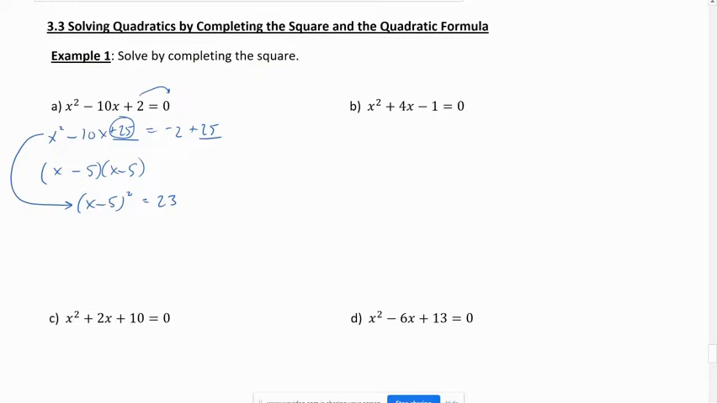And now to get x by itself, we're going to take the square root of both sides. And as we learned in section 3.1, when we take the square root of both sides, we need to do plus and minus. So that's going to be plus and minus the square root of 23. And then add 5. So x equals 5 plus and minus the square root of 23.